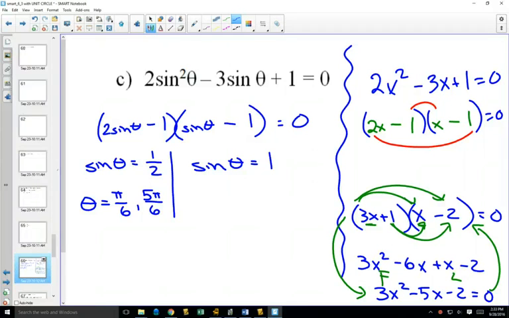Is 1 on your pie plate? Yes. What angle has a y coordinate of 1? 90 degrees, pi over 2. Excellent. So there's going to be some that when we go to factor them, we're going to have to think like this.